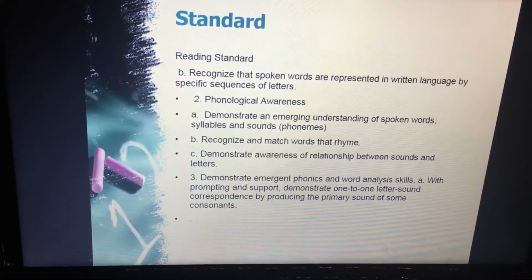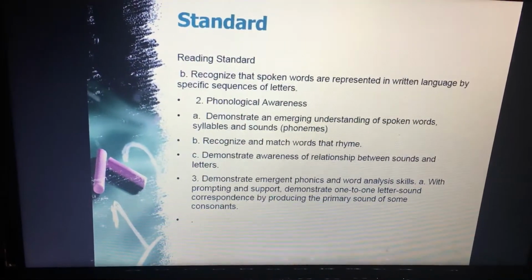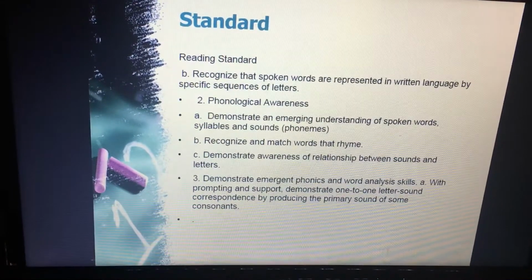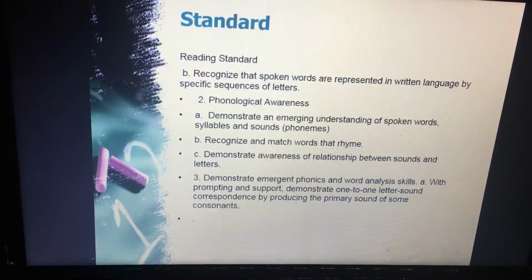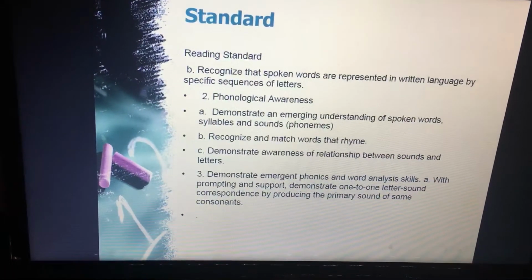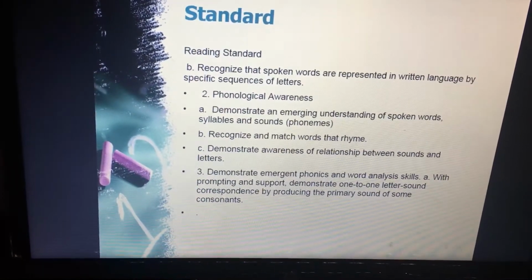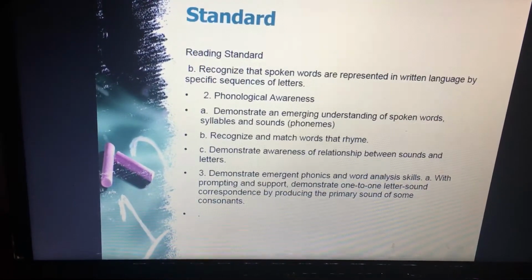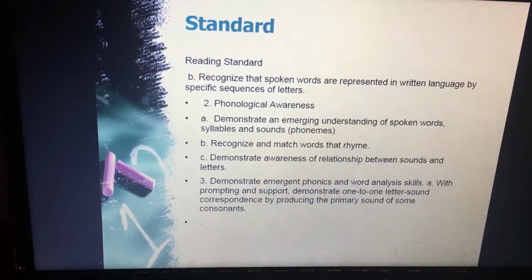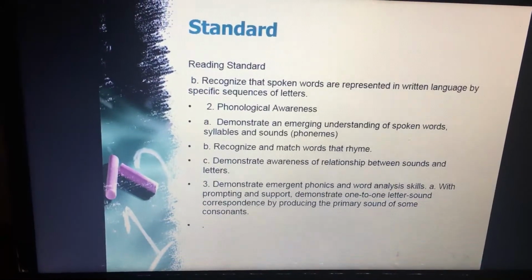Phonological awareness. 2. A. Demonstrate an emergent understanding of spoken words, syllables, and sounds. B. Recognize and match words that rhyme. C. Demonstrate awareness of relationship between sounds and letters. 3. Demonstrate emergent phonetics and word analysis skills. With prompting and support, demonstrate one-to-one letter-sound correspondence by producing the primary sound of consonants.